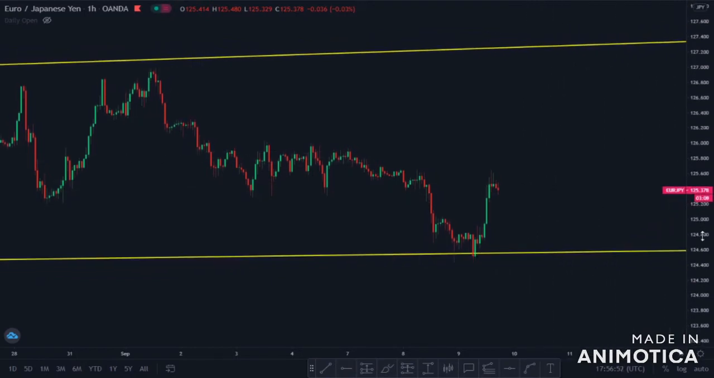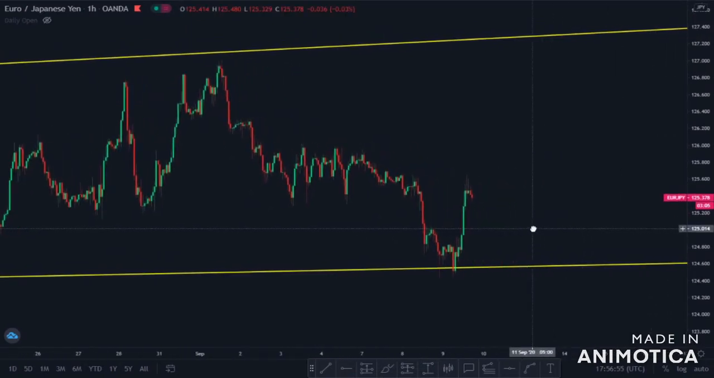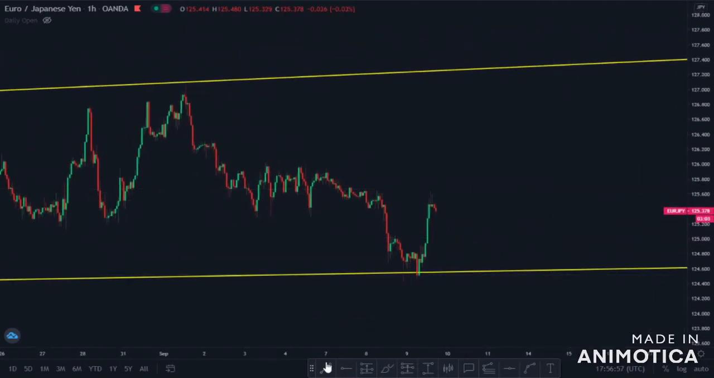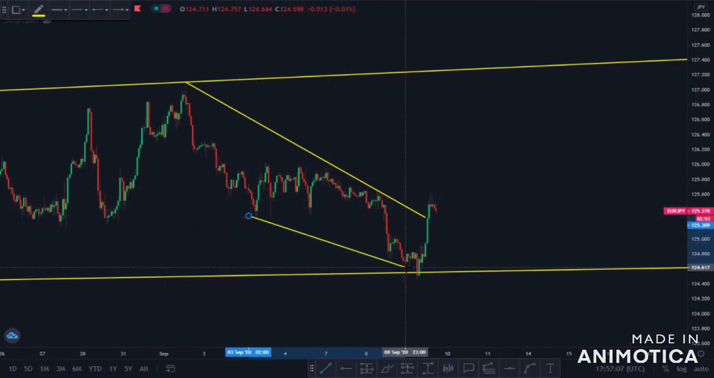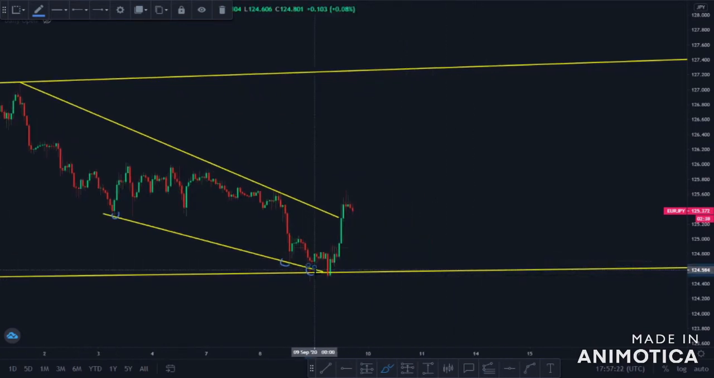On the 1 hour you can also identify this as a descending channel. Descending channels are reversals. So let's just adjust that real quick. Also you can see here you had your first touch, your second touch, and more confirmation. The third touch was that lovely pin bar right there. So that gave me more confirmation.